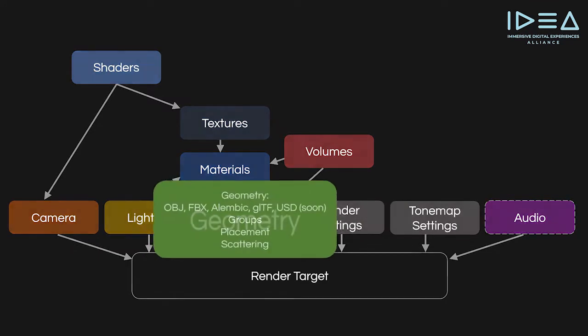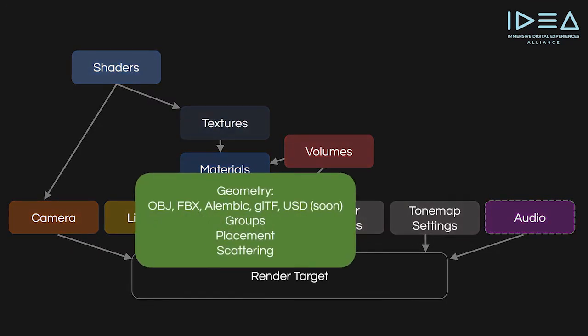It too can support geometric formats and other scene descriptions such as OBJ, FBX, Alembic, and glTF, with USD in progress. These are placed around a scene using the placement node, for example, or the scatter node, which allows for instancing of the geometry as well. And geometry can also be placed in geometric groupings.